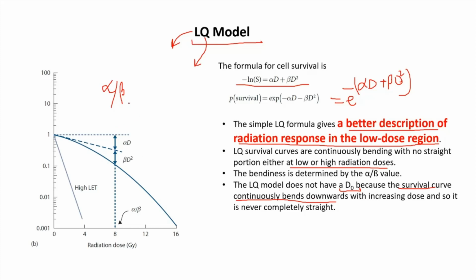Now let us ask what we mean by the alpha by beta ratio. We can see in this area that the component of killing by the linear component and the component of killing by the quadratic component become equal. That dose of radiation at which the linear and quadratic components become equal is what we call the alpha beta ratio, or alpha beta value.